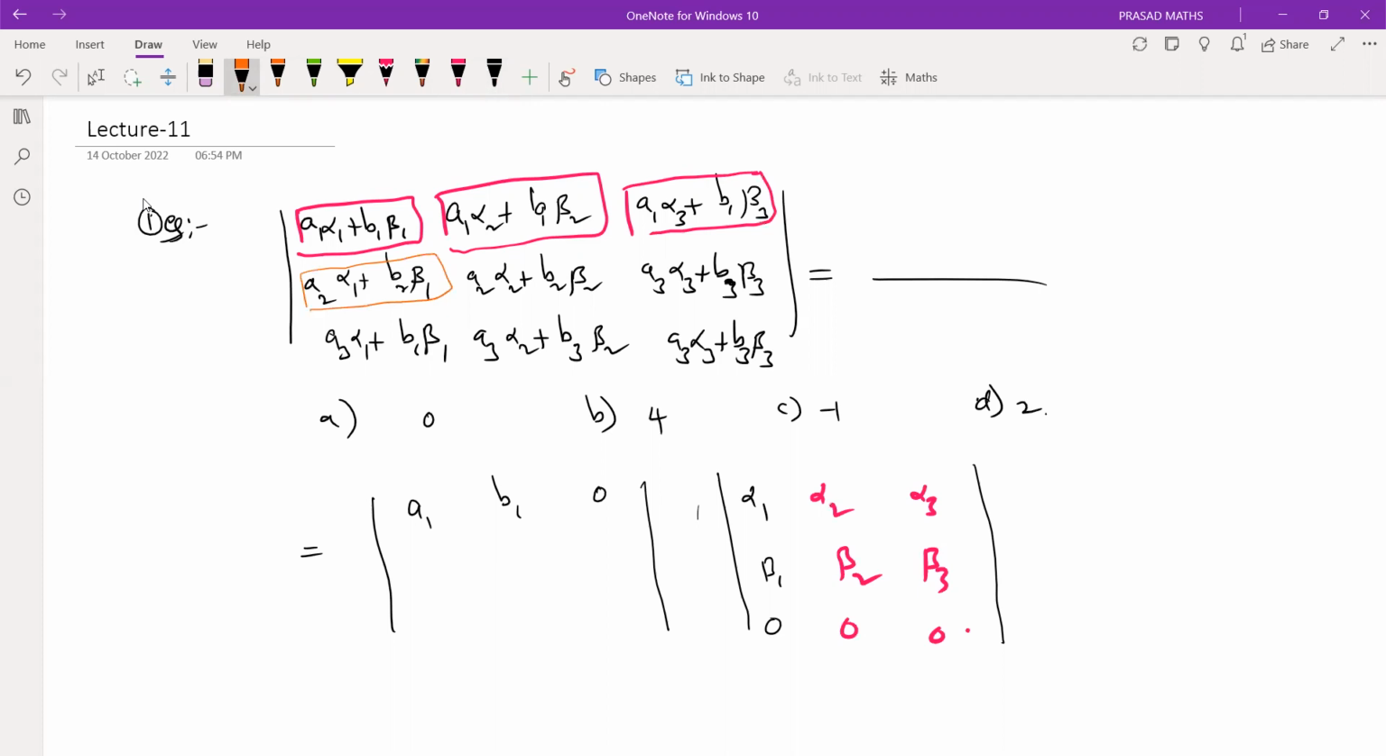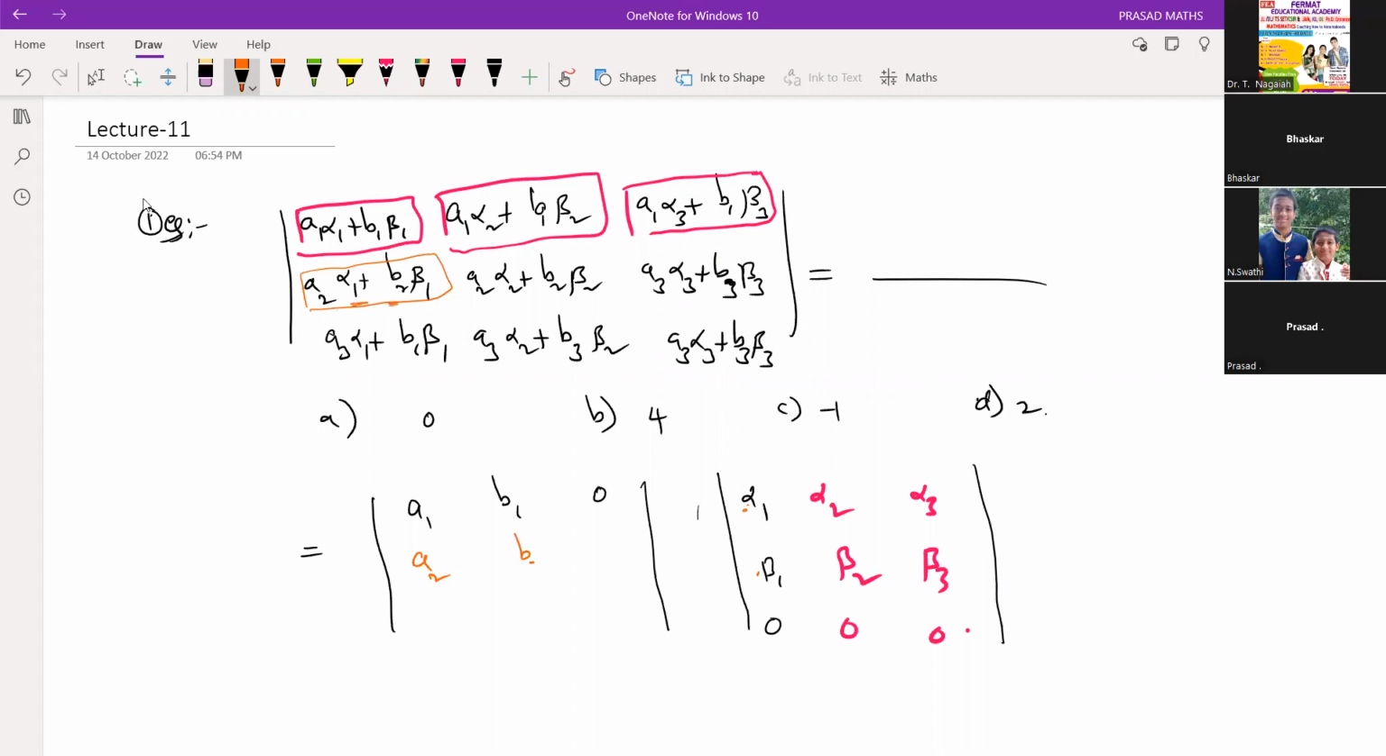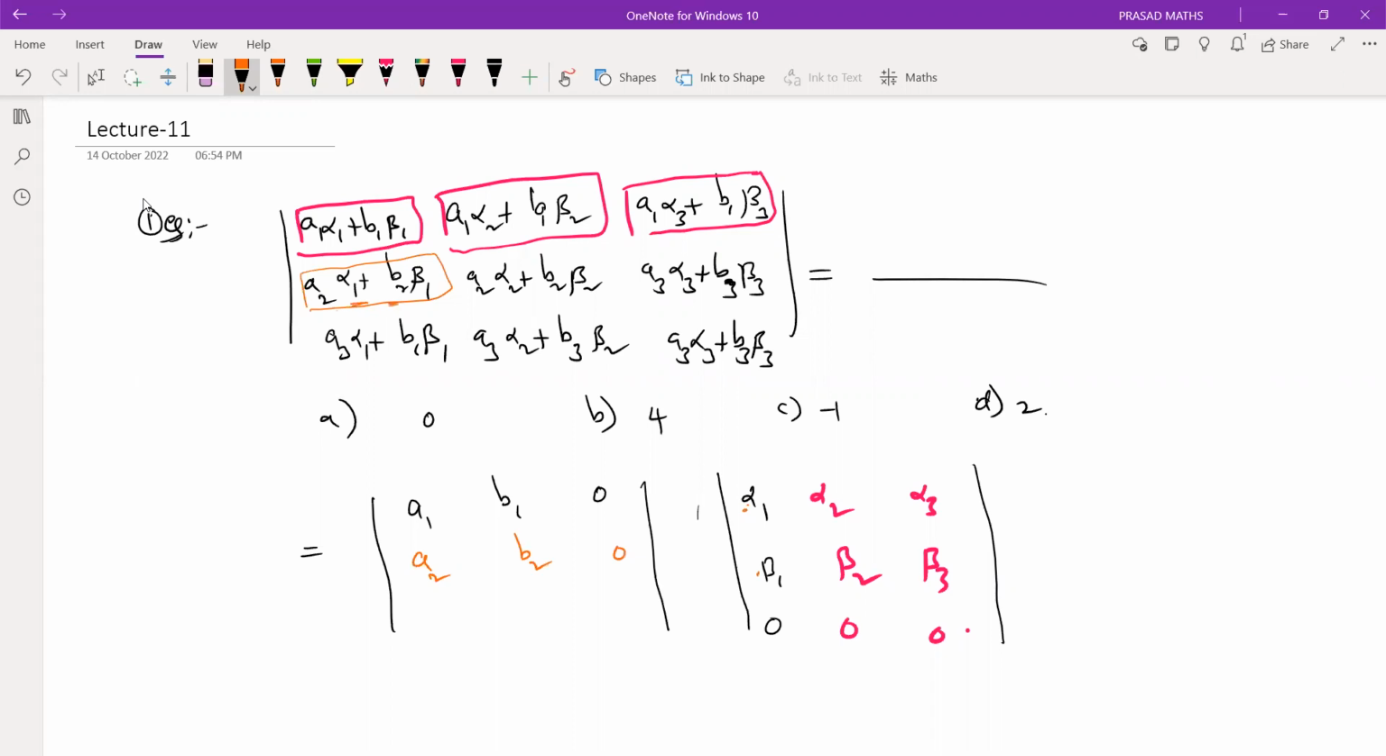Already your alpha 1 and beta 1 are there. What I need is a2 alpha 1 plus b2 beta 1. Therefore what I keep here is a2, b2, 0, right? So a2 b2, next this element automatically comes, right? a2 alpha 2, b2 beta 2, 0, 0. That's okay. Next a2, sorry, this is a2. Question: it should be a2, sir. Yeah, a2 alpha 3 plus b2 beta 3. Okay, next what is this?